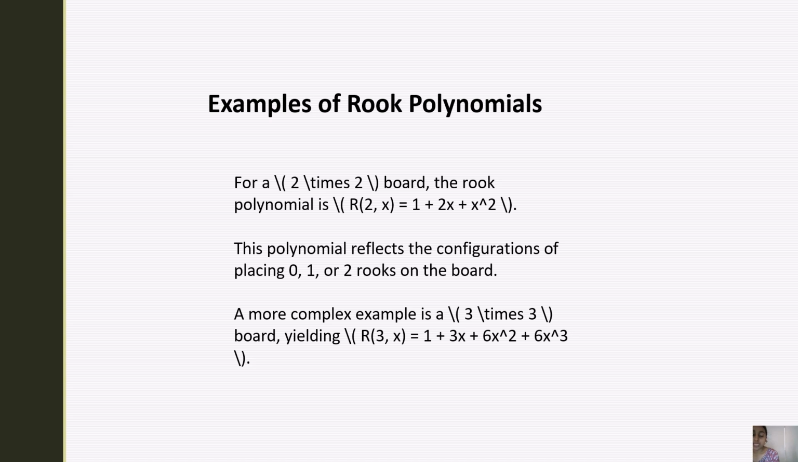A more complex example is a 3 times 3 board, yielding r(3, x) = 1 + 3x + 6x^2 + 6x^3.